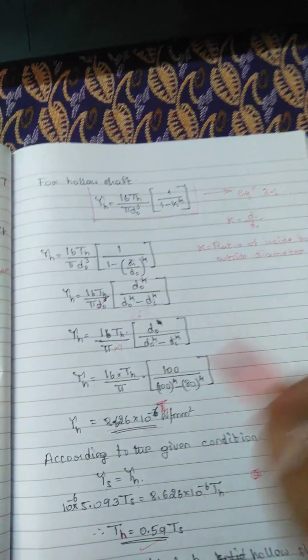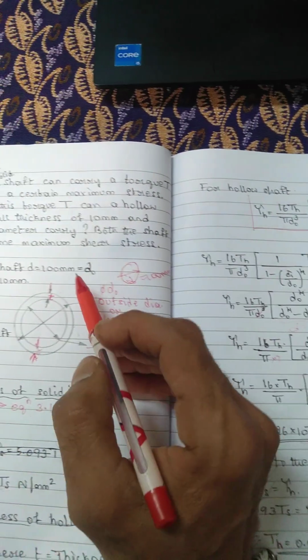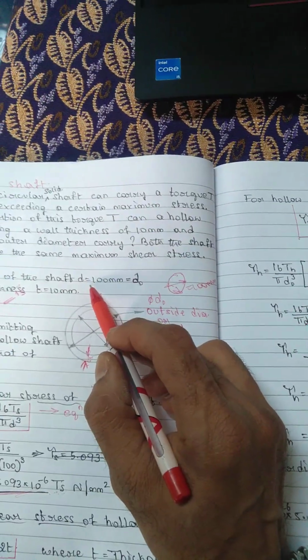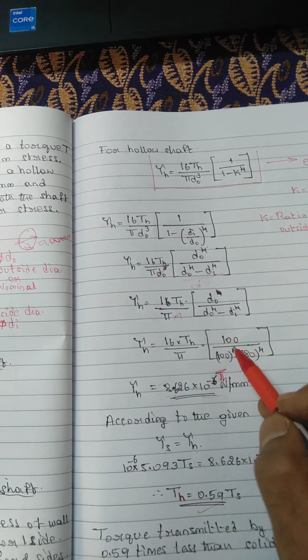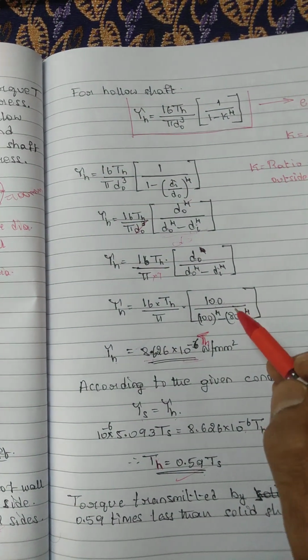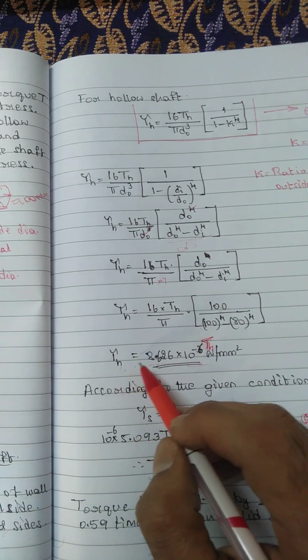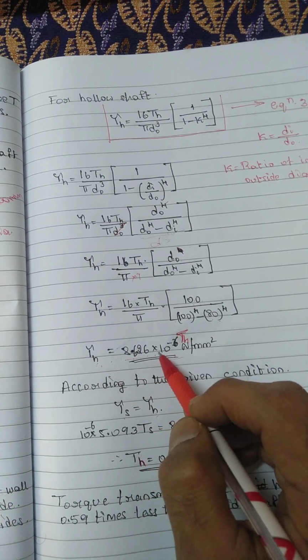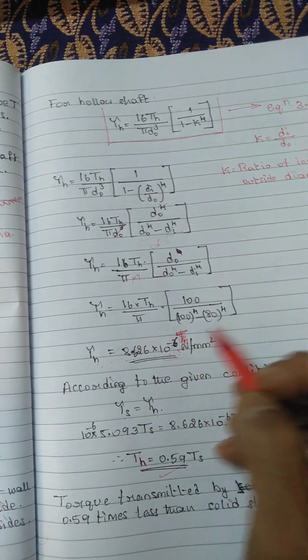Now the outside diameter of the hollow shaft is equal to the diameter of the solid shaft. Therefore do is 100, and the di value we have found out here is 80 mm. So we'll get tau of the hollow shaft, the shear stress of the hollow shaft, equal to 8.626 into 10 to the power minus 6 into the torque transmitted, that is T suffix h.